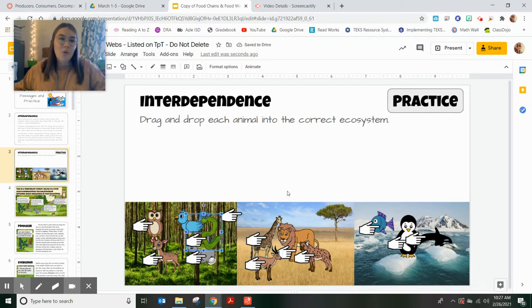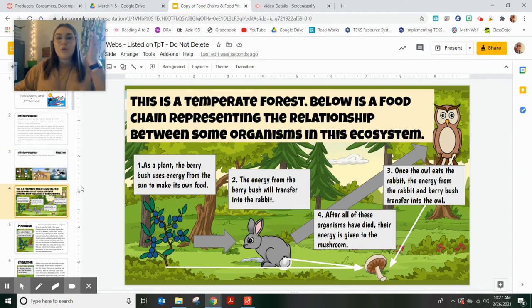All right, so you have to have food chains that have the animals that actually go with that food chain. So this is a temperate forest. This is a food chain representing the relationships between some organisms in this ecosystem. So as a plant, the berry bushes use energy from the sun to make its own food. So they get energy from the sun. Then the energy from the berry bush transfers to the rabbit because the rabbit eats the berries.